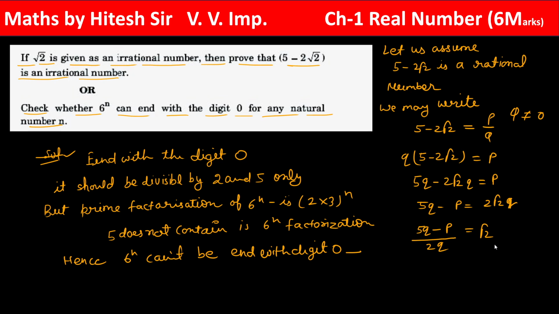Given that root 2 is an irrational number, so that should also be an irrational number. But this contradicts it, because 5q minus p upon 2q is rational, so root 2 would be rational, while in the question root 2 is given as irrational. Hence our assumption that 5 minus 2 root 2 is rational is wrong.